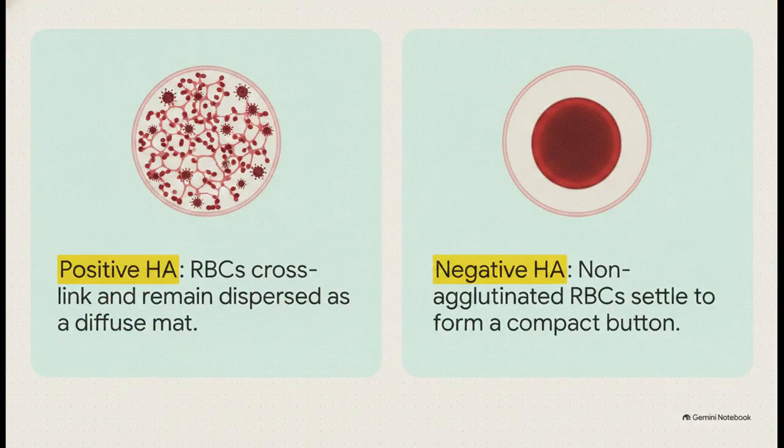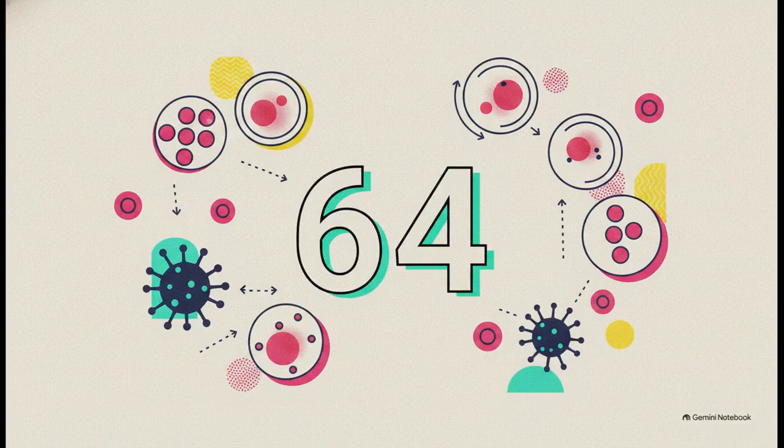When they are reading those wells, here is exactly what the scientist is looking for. In a positive HA reaction, the virus successfully attaches to multiple red blood cells, cross-linking them so they stay dispersed. This forms a highly visible diffuse sheet, or a mat, across the bottom of the well. Contrast that with a negative HA reaction, where there's no cross-linking at all. The non-agglutinated red blood cells just roll down the smooth sides of the well and settle to form a tight, compact little button.